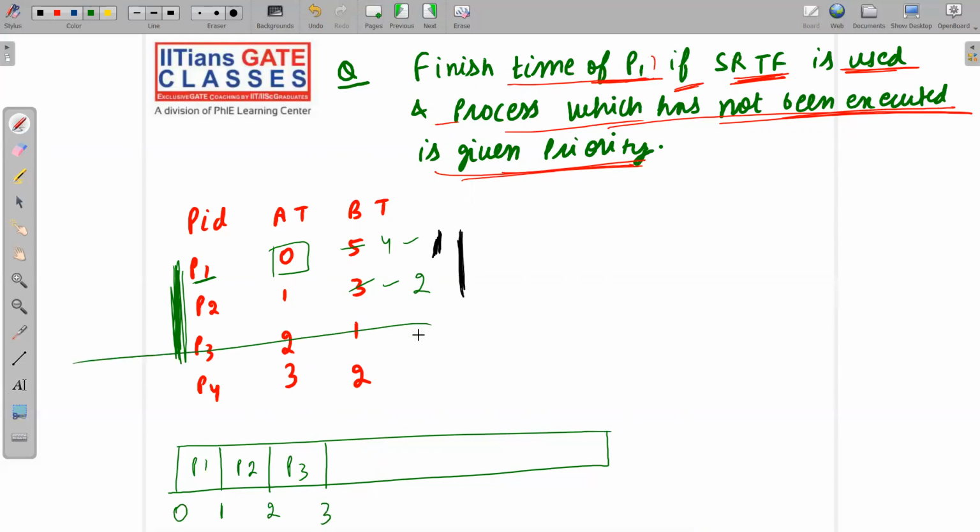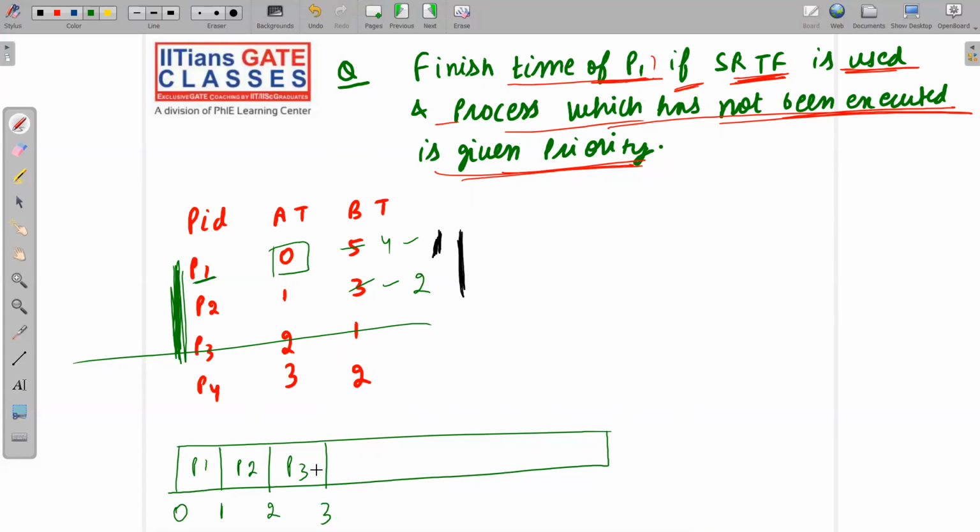See my method. I am making the Gantt chart, and side by side I am cutting the burst time and I am cutting the process also. If you follow this kind of method, no silly mistake will be made in the GATE exam. Otherwise, you will forget to add something, forget to subtract something, and waste a lot of time in the GATE exam. Better you practice like me.